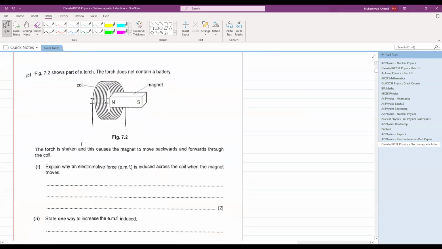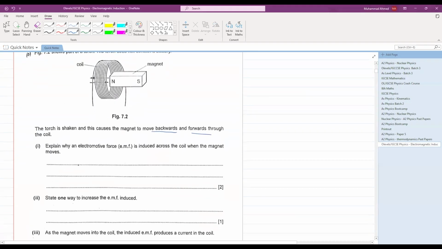Figure 7.2 shows part of a torch. The torch does not contain a battery. The torch is shaken and this causes the magnet to move backwards and forwards through the coil. Explain why an EMF is induced across the coil when the magnet moves. So as the magnet moves, what happens? Magnetic field lines cut with the coil. As the magnetic field lines cut with the coil, an EMF is induced.